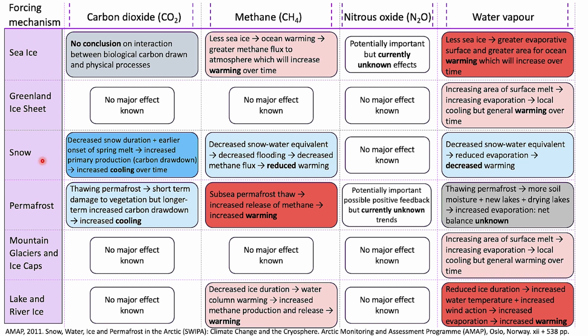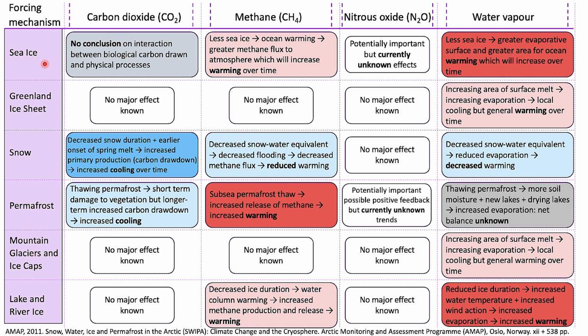So we have various cryospheric components like sea ice, Greenland ice sheets, snow, permafrost, mountain glaciers, and lake and ice cap. So these are all the various cryospheric components present in the Arctic region, and the forcing mechanisms are basically carbon dioxide, methane, nitrous oxide and water vapor. These are all the greenhouse gases. These are all the forcing mechanisms. So how these affect each component present in the cryosphere is given here.